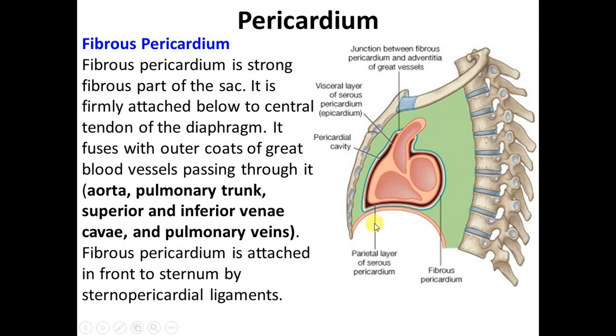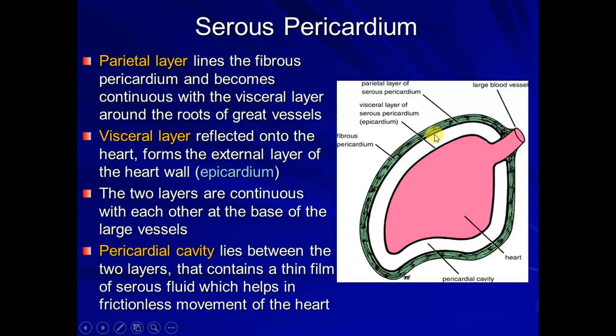So this is the fibrous pericardium. You can see that if we divide the posterior mediastinum and anterior mediastinum, this pericardium lies within the middle mediastinum. So, the serous pericardium: here we see the inner layer of the pericardium, the serous pericardium. One layer is lying along the fibrous pericardium, the other layer over the heart, and in between is the pericardial cavity.